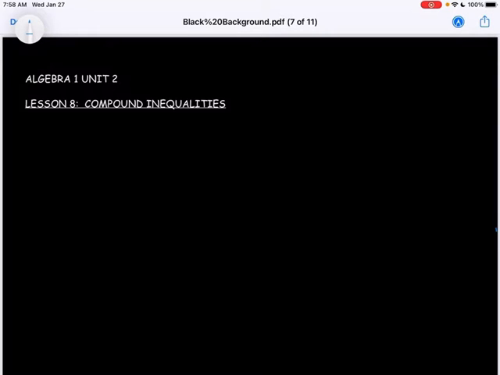So with compound inequalities, this is just saying that you have two bounds. It could be between the two bounds, or it could be on the outside of those two bounds. There's and, and there's or. So let's look at the first type. This is going to be and. So we've got 6 is less than x plus 3, which is less than 10.